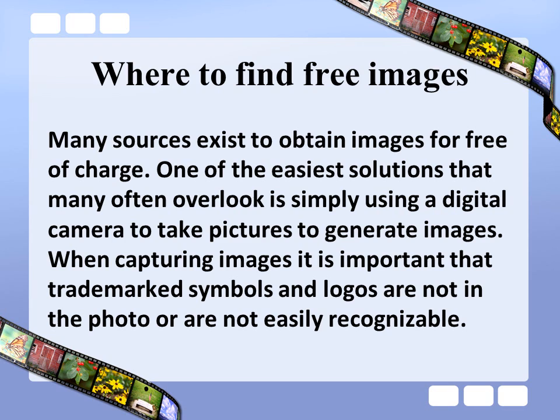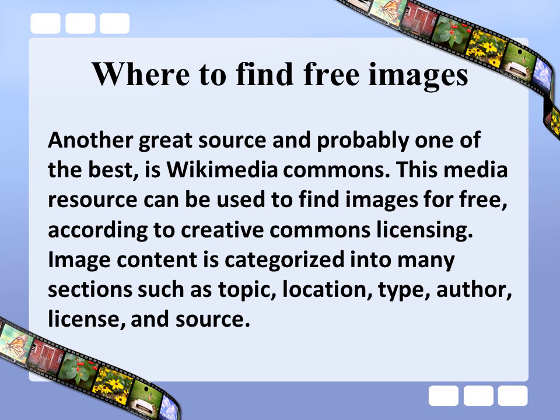Many sources exist to obtain images for free of charge. One of the easiest solutions that many often overlook is simply using a digital camera to take pictures to generate images. When capturing images, it is important that trademarked symbols and logos are not in the photo or are not easily recognizable. Another great source, and probably one of the best, is Wikimedia Commons. This media resource can be used to find images for free according to Creative Commons licensing. Image content is categorized into many sections, such as topic, location, type, author, license, and source.